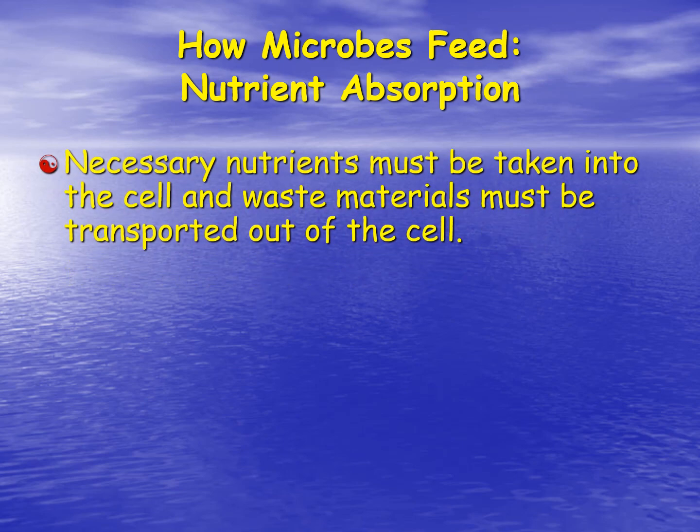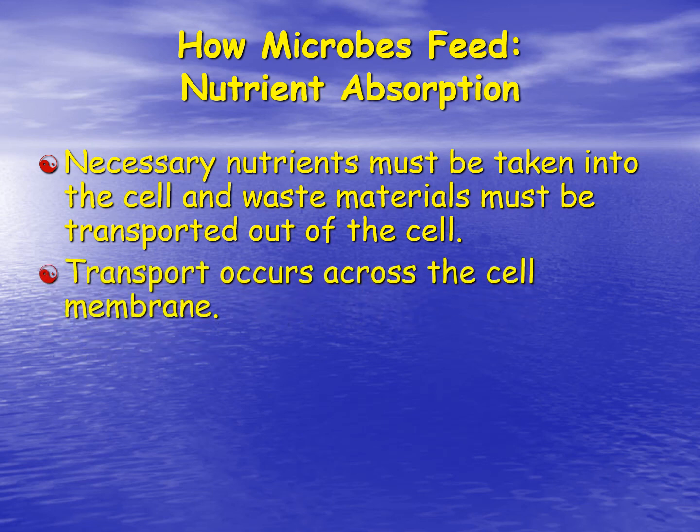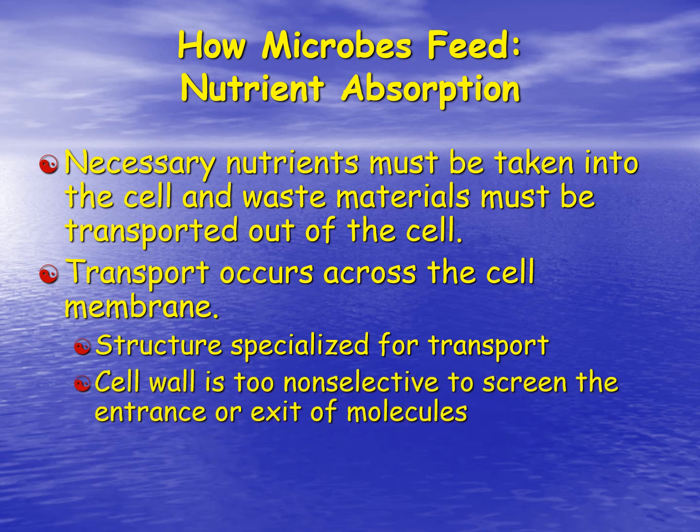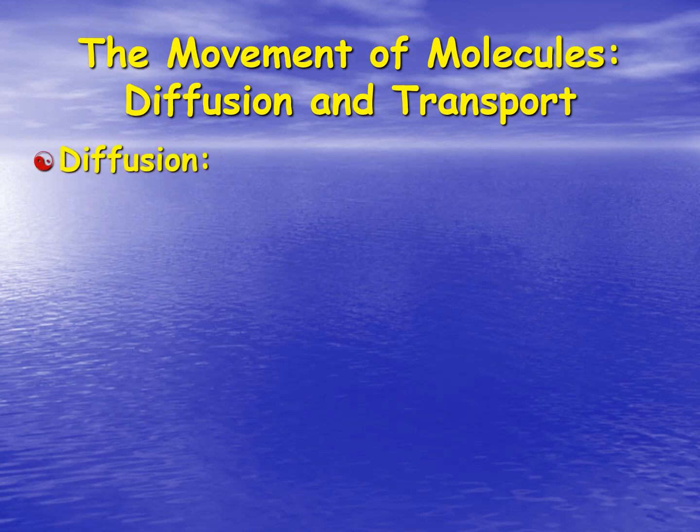Now, necessary nutrients must be taken into the cell, and waste materials have to be transported out of the cell. And so we need to talk a little bit about transport across the cell membrane. Remember that the cell membrane is a selectively permeable membrane, and so there have to be structures that are specialized for transport. The cell wall is actually pretty non-selective, screening the entrance or exit of molecules simply based upon size. So let's review the movements across a cell membrane.